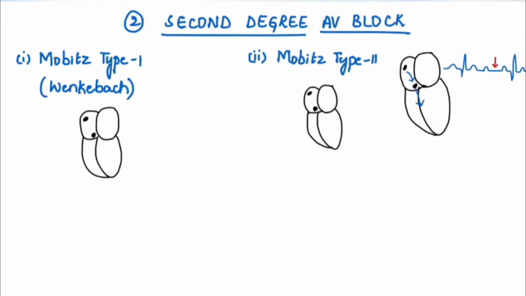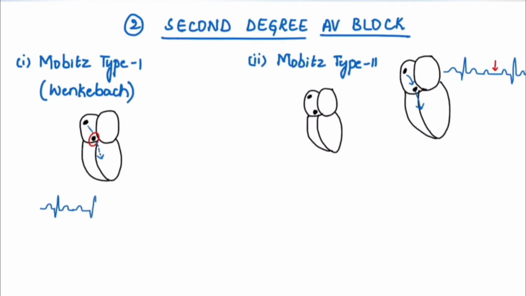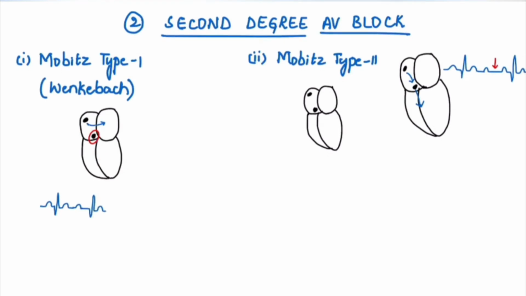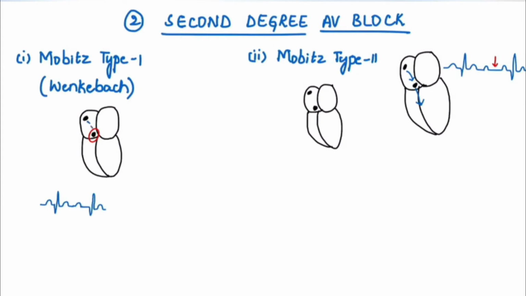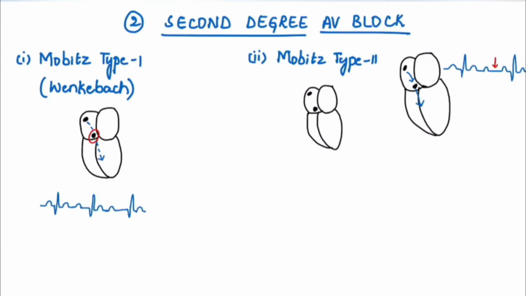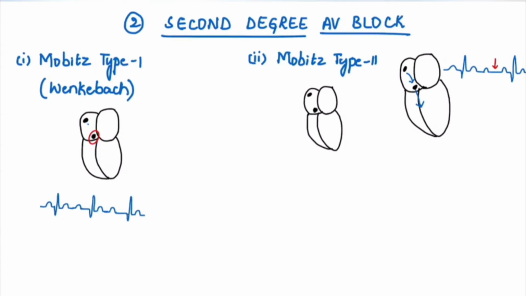So in Mobitz's type 1 block, the pathology is almost always at the AV node, and here the first impulse will get conducted to the ventricles normally, so an almost normal complex is formed. The second impulse conducts to the ventricle with a delay, so there is a little delay between the atrial and the ventricular contraction, so between the P and the QRS the gap increases. So in the next impulse, the delay is further increased between the atrial and the ventricular contraction. So between the P wave and the QRS complex, the gap further increases. And then after some P wave, there is no complex at all.